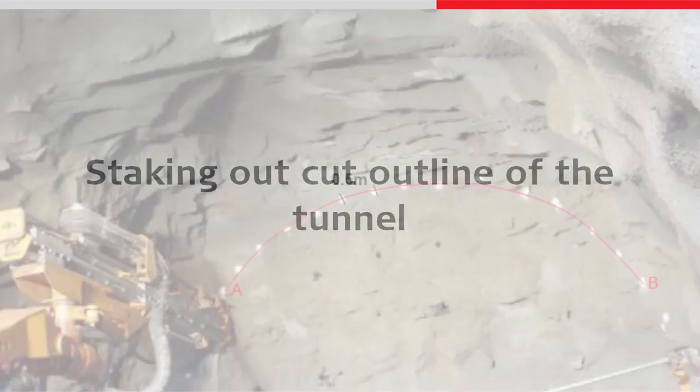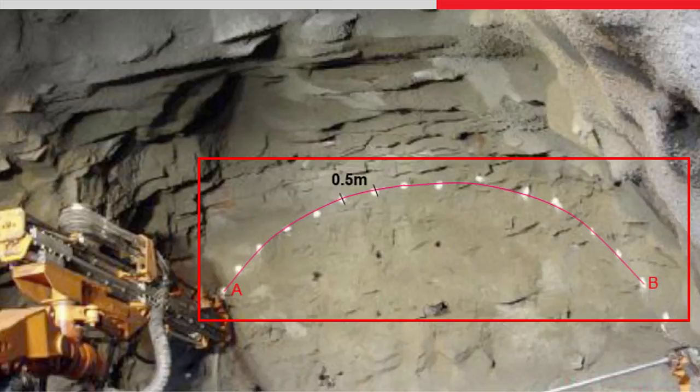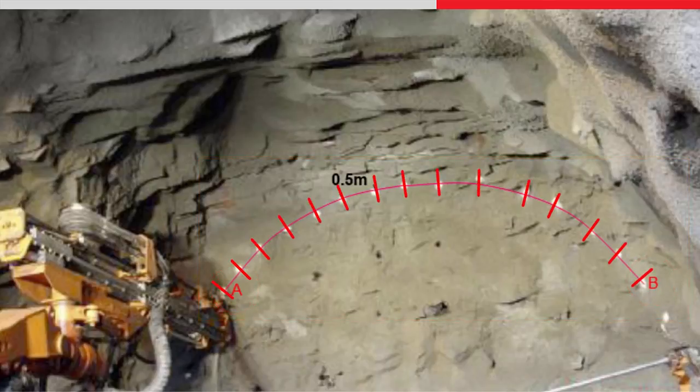Imagine you need to stake out the profile where the tunnel should be drilled and blasted. We will look at how to define the drill spacing and offsets which define the profile. Here you can see the first element of the profile drawn from A to B, and we want to stake out every 0.5 meters along the profile.